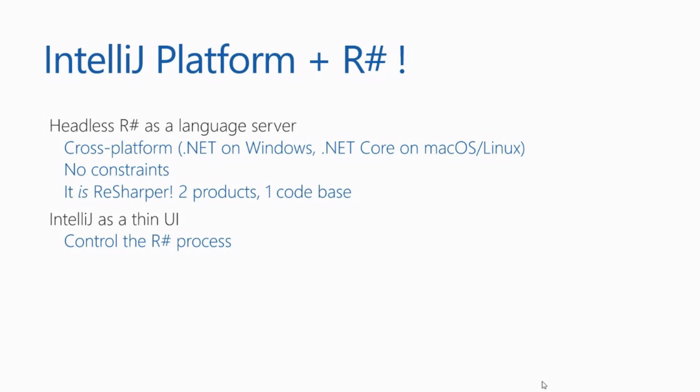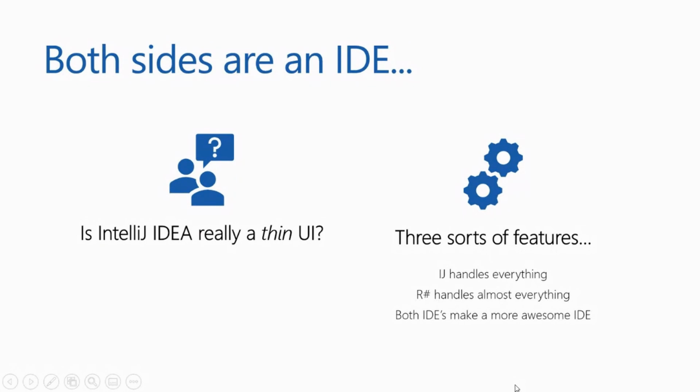No constraints for Visual Studio because we run in our own process. It can be ReSharper because we already had those abstractions, so it's really the same code base powering both ReSharper as well as Rider. And then on top of all that, we would plug IntelliJ as a thin UI controlling that headless ReSharper process. Awesome. Decision was made. We decided to build our own IDE.